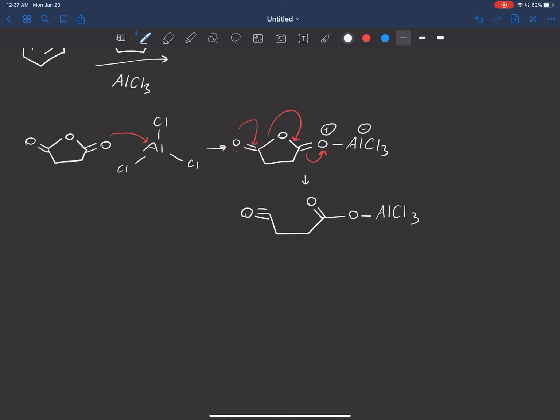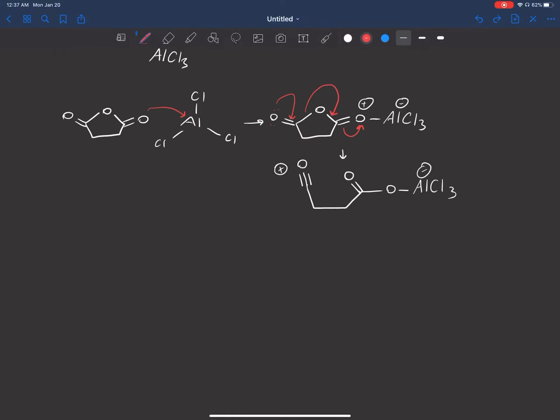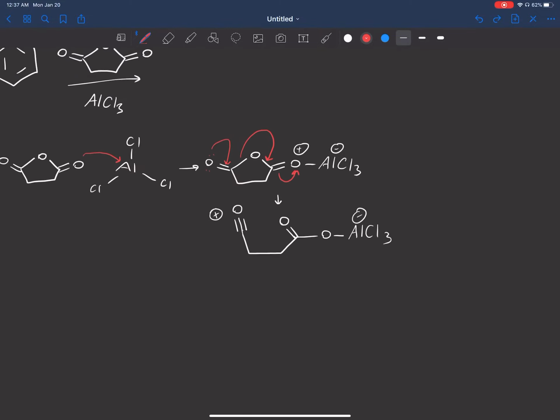AlCl3. That still has a negative charge. All right. And remember, this oxygen now gets a positive charge. So this is our intermediate. If we wanted to draw it properly, remember, because triple bonds should never have bent lines coming out of them, all I'm going to do is do this. So here's that carbon. All right. So here is one of our intermediates.